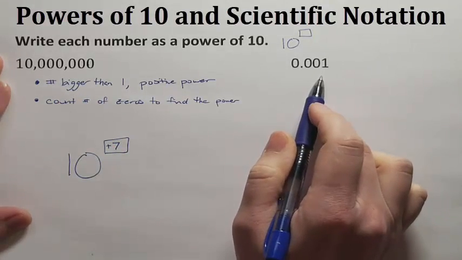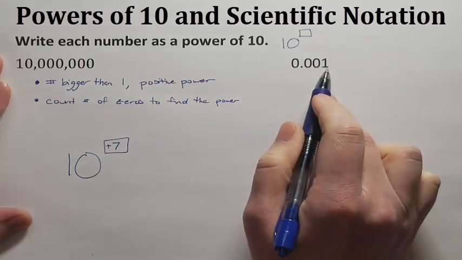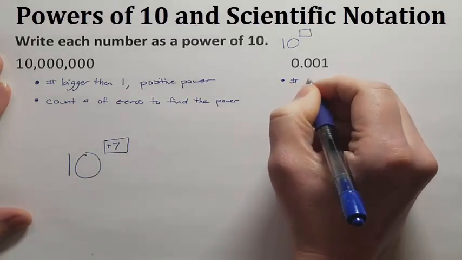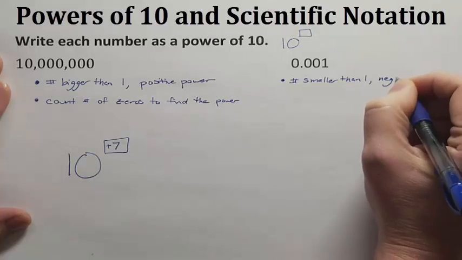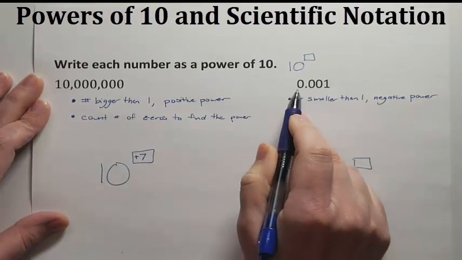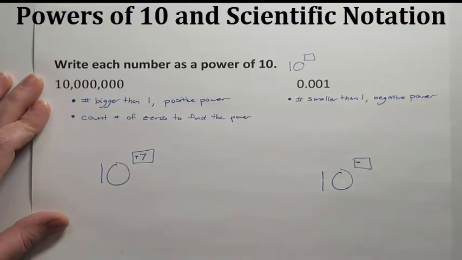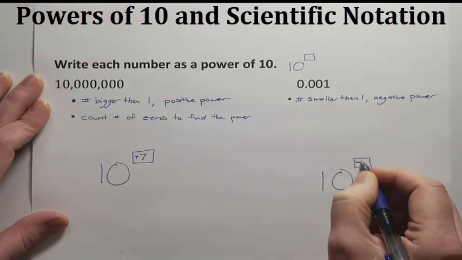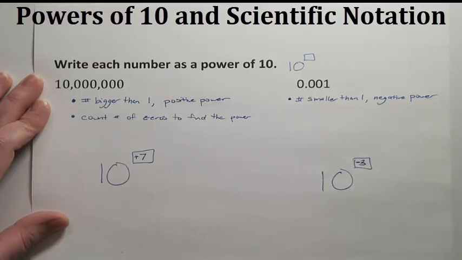Let's go ahead and do this one. If this is smaller than 1, from our previous lesson, you know it's a negative power. So I have 10 to some exponent. Because this is smaller than 1, I know this is going to be a negative power. But how do I figure out what the number is? Count the zeros. 1, 2, 3. So it's a negative 3.